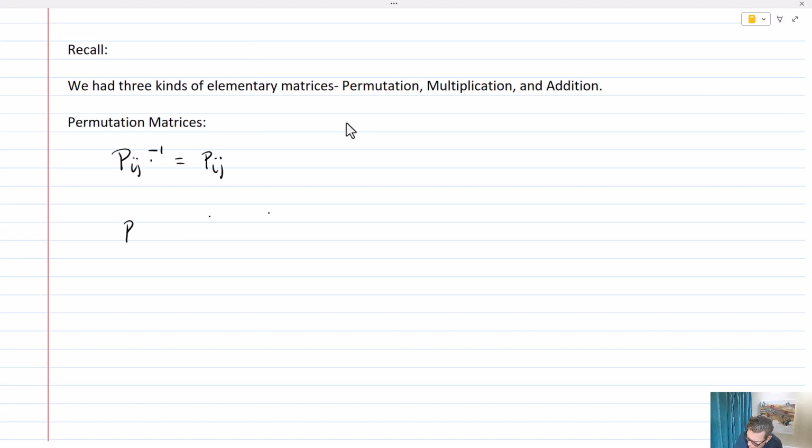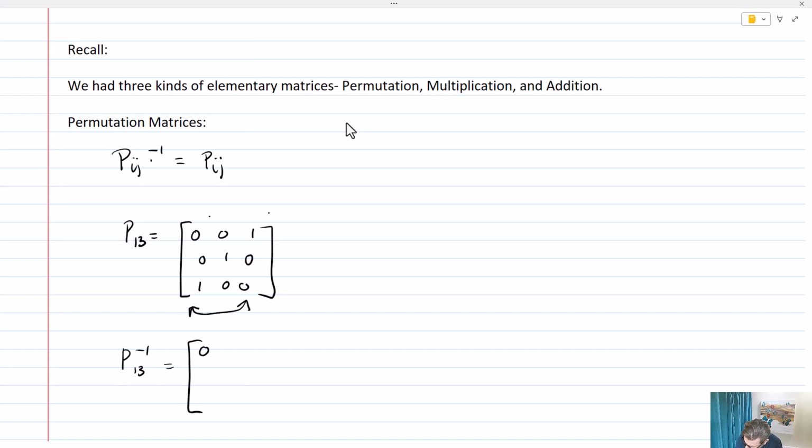So for example, if we have P13, we know that that's going to be 0, 0, 1, 0, 1, 0, 1, 0, 0. We'll switch the first and third columns. So P13 inverse is just going to be the same thing, 0, 0, 1, 0, 1, 0, 1, 0, 0. Go ahead and multiply the two of them together, and what you will get back is the identity matrix when you multiply P13 times P13. So the permutation matrices have pretty simple inverses.